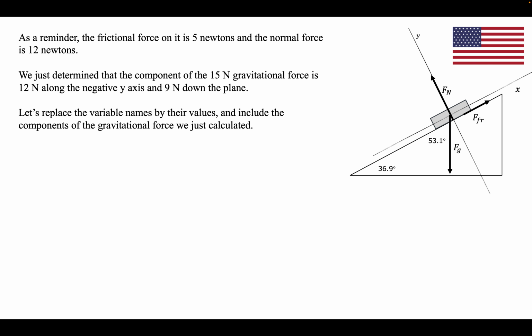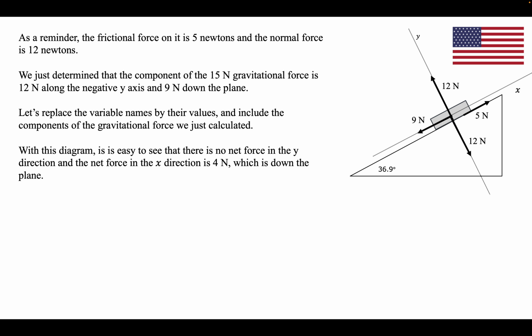So let's stop calling them Fn, Ff, and Fg. Let's just put the values in, and we're going to put the components in. There it is. How could you go wrong with that? There's no net force in the y direction: 12 newtons up, 12 newtons down. And then up and down is along the y-axis. In the x direction, it's plus 4. I got 9 newtons down the plane and 5 newtons up the plane. That's 4 newtons. So that's the answer.